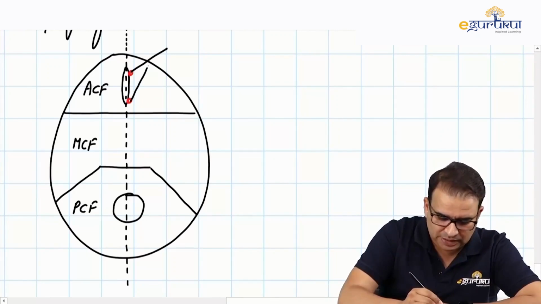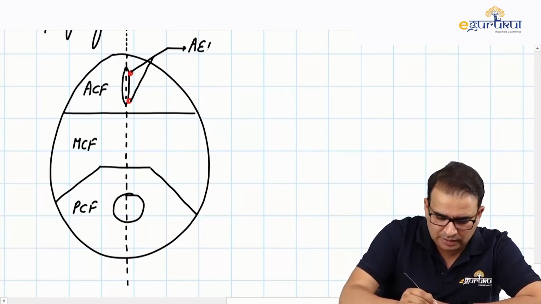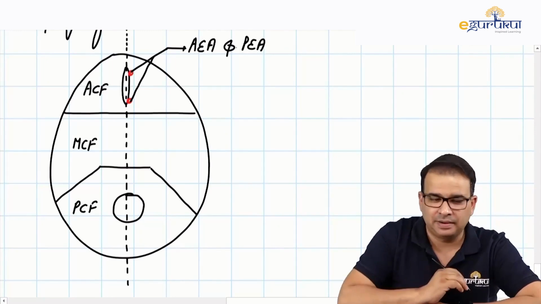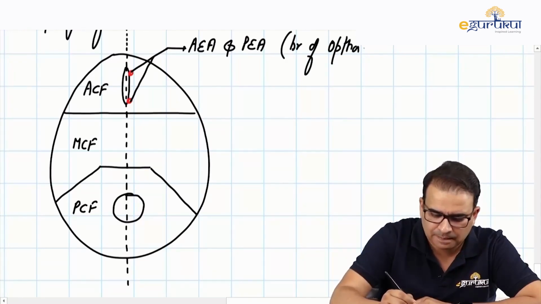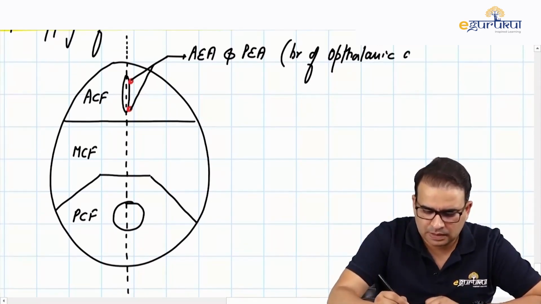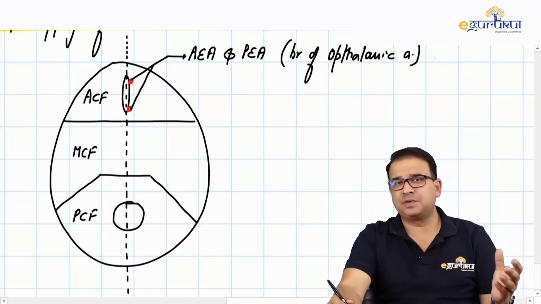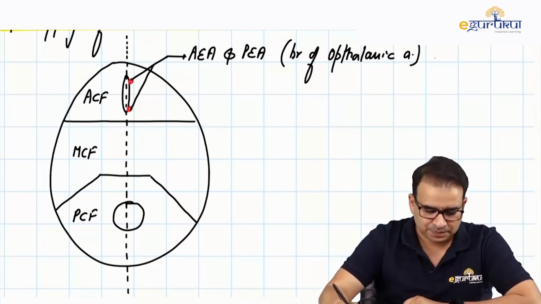So if I start from here, in the anterior cranial fossa, it's the anterior ethmoidal artery as well as the posterior ethmoidal artery that are supplying it. And where are they coming from? The anterior and posterior ethmoidal arteries are the branches of the ophthalmic artery. Just like the nerves are branches of the ophthalmic nerve, the arteries are branches of the ophthalmic artery.